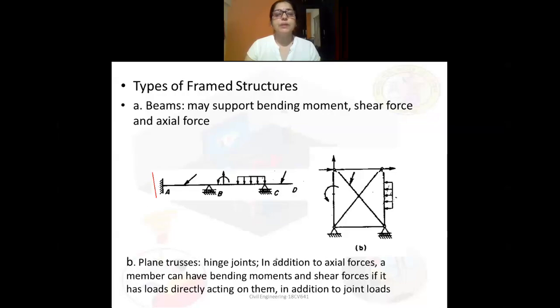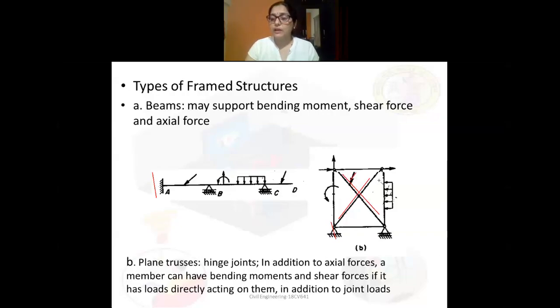Whereas plane trusses, in the given figure, you can see that there is a hinge support here and a roller support here. So plane trusses, in addition to axial forces, can withstand axial forces. A member can have bending moment. Here you can see the member. So the member can have bending moment and shear forces if it has loads directly acting on the member. For example, here you can see there is an inclined load acting directly on the member.